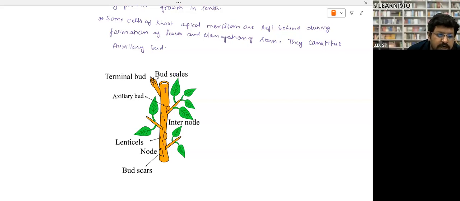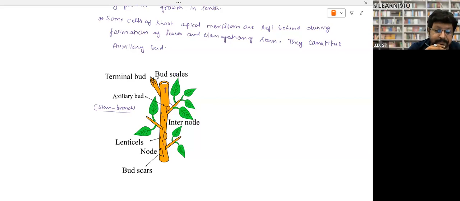Auxiliary bud is always found in the axial position. What is the axial position? This is the axial position, right? They are always found between the stem and branch. So the position between the stem and branch is called the axial position, and there the auxiliary buds are found. These auxiliary buds are directly formed from the apical meristem.